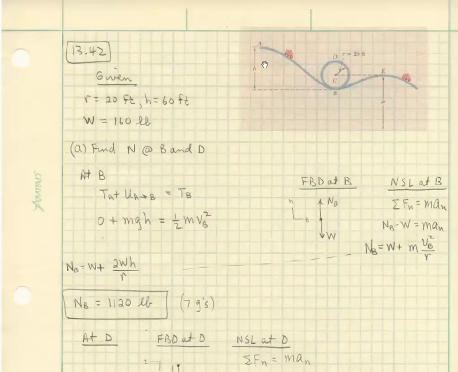13.42 involves this setup here where an object is rolling down and goes through a loop right here, and then it just clears this hill over here, almost on the verge of coming off the ground.